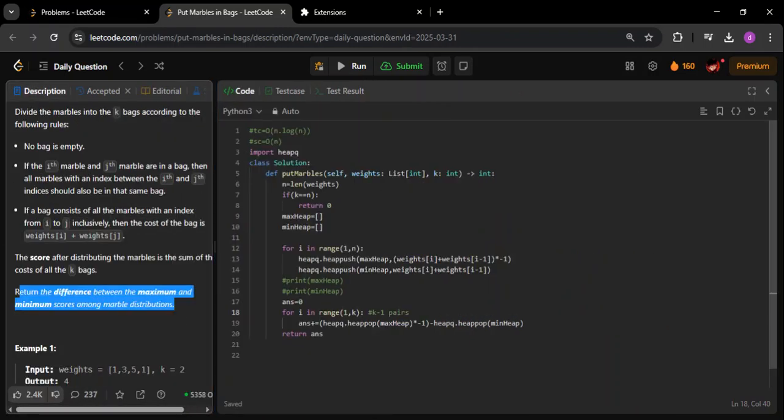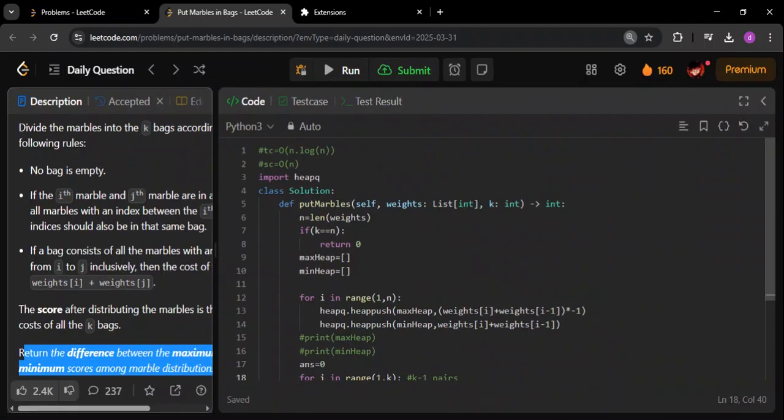So what I've done is a heap implementation. I'm not going for the sorting one because, again, the idea is the same. If you go for the sort, you have to sort the whole array, but we don't need to sort the whole array. We only need the k max and k min. So we'll use the heap in this case.